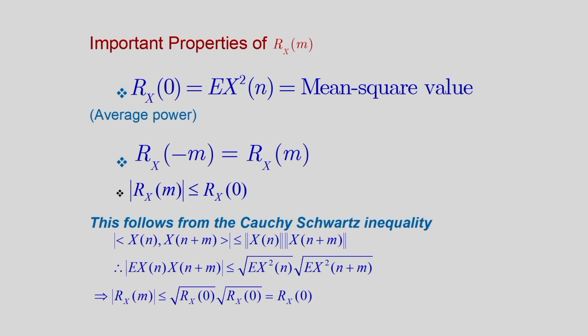Now, a WSS process is characterized by the autocorrelation function Rx of m. This is a very important quantity for a WSS random process, because it is characterized in terms of Rx of m only. So, what is Rx of 0? By definition it will be E of xn into xn, that is E of x square n, and this is the mean square value. That means this is the square term and you are taking the average, therefore this is the mean square value, and this is also interpreted as average power, because E of x square n is the power delivered on a 1 ohm, unit resistance. So, this is actually the mean square value, and this is also the average power of the random process.